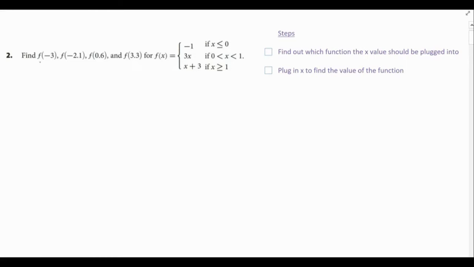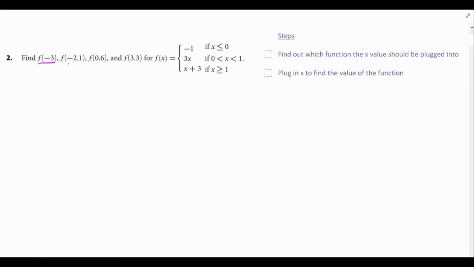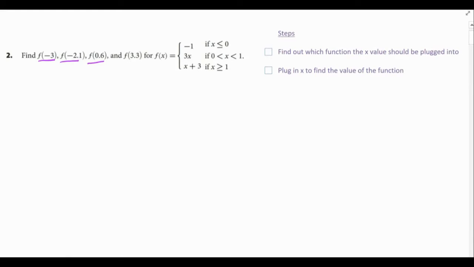You were asked to find four different things: f of -3, f of -2.1, f of 0.6, and f of 3.3 when we're given this piecewise function here.